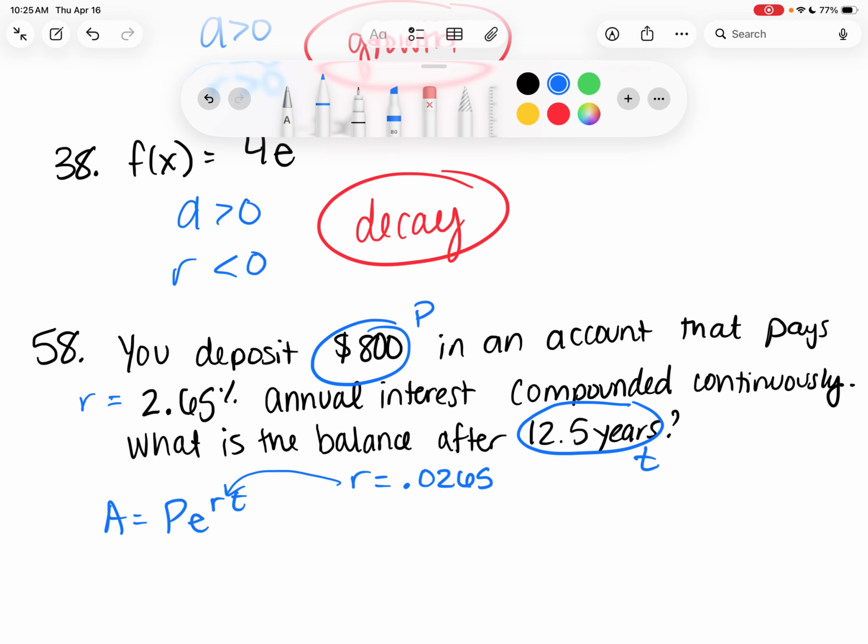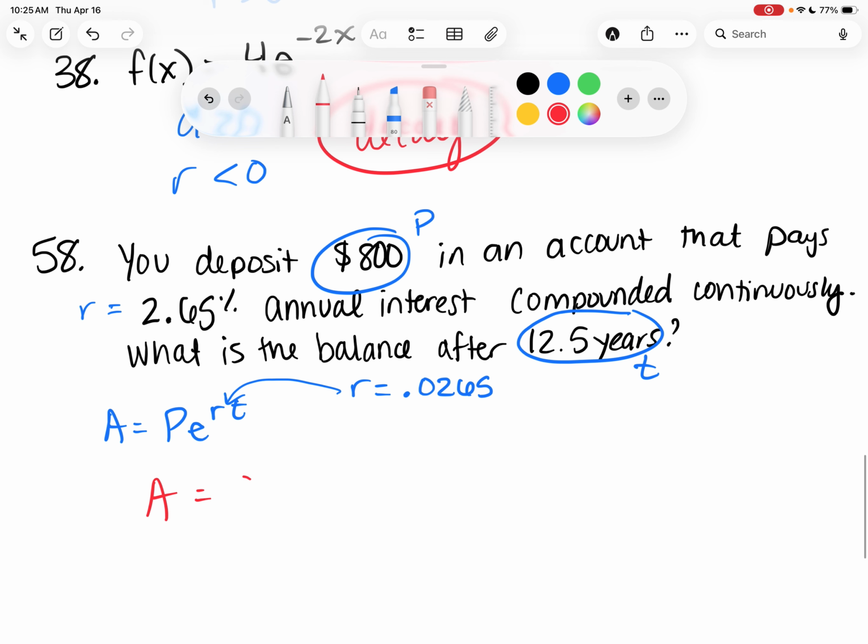And so A is what we're ultimately solving for: how much money is there going to be at the end of that amount of time. This is obviously assuming you don't ever take money out. If I just keep leaving money in here, what's happening? So A equals 800 e to the 0.0265 times 12.5. You're going to type this in your calculator, just like we did with the other ones. You just now are typing in a little bit more. So you'll hit 800 and then e, and when you get up to the top, just make sure you hit the multiplication symbol between the two numbers, or put parentheses around everything.